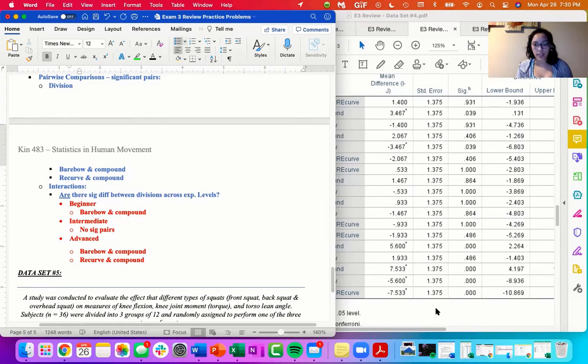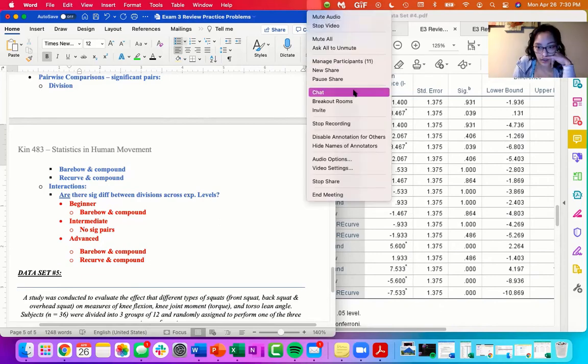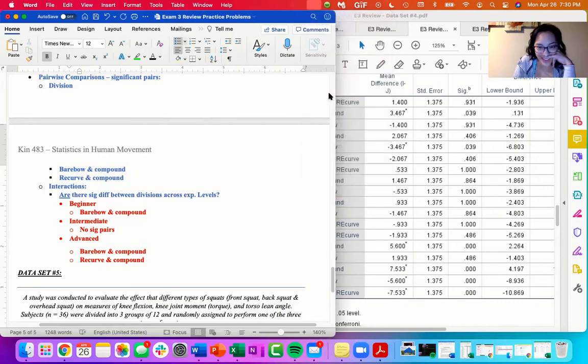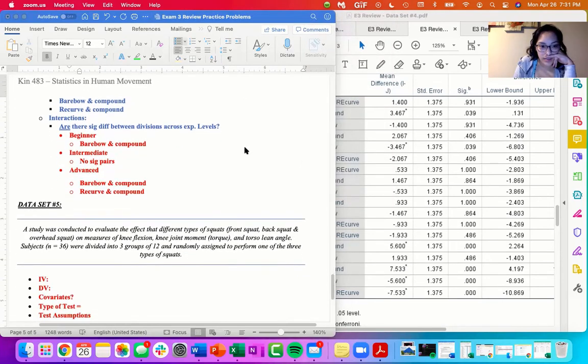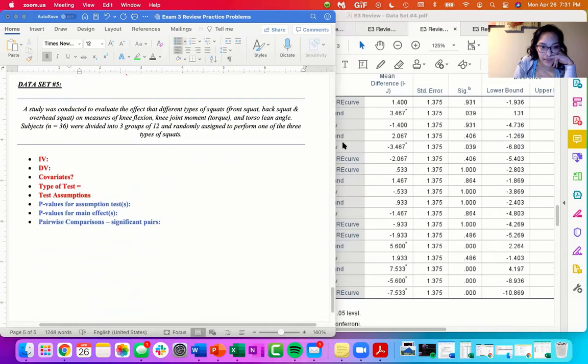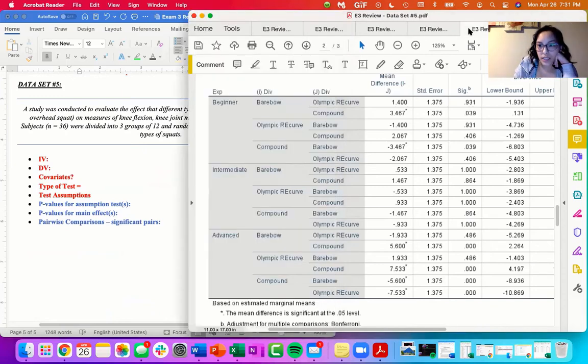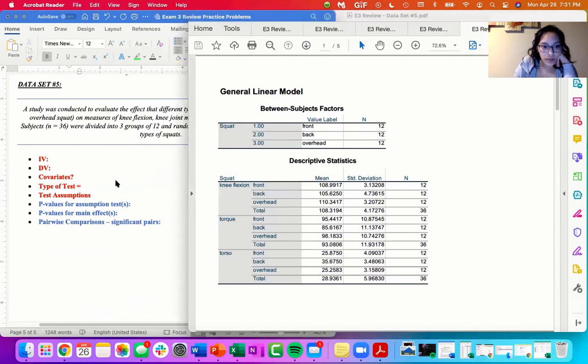Cool. Any questions on data set 4? I'll check the chat periodically. Looks like we're doing okay. All right. Let's round out the last 20 minutes on data set 5, which is good timing. I think we can do it.